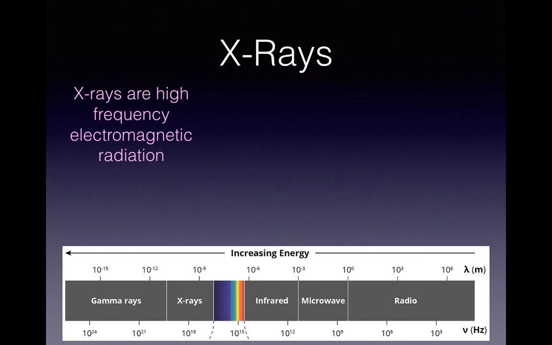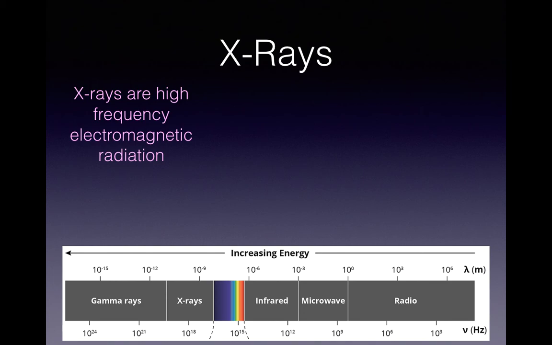The relative positions you need to know, and you need to know that if you read from right to left, the energy of those forms of electromagnetic radiation are increasing, and so are the frequencies. So that means that X-rays have a higher energy and higher frequency when compared with TV, radio, microwave, infrared, visible and ultraviolet light. It has a lower energy and frequency than gamma rays.